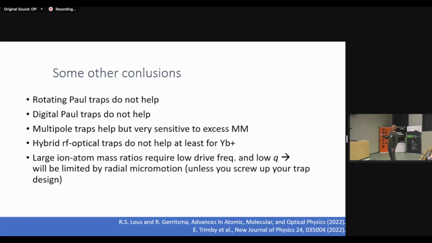Multipole traps help, but I did not see it in our case because of the excess micromotion. We looked at a hybrid RF optical trap, but for ytterbium, I would not recommend it. I can discuss it later if you want. So what you want is a large ion-atom mass ratio and a low drive frequency and a low q parameter. And then you will be limited by radial micromotion. That's our conclusion if you want to do this game. Okay.